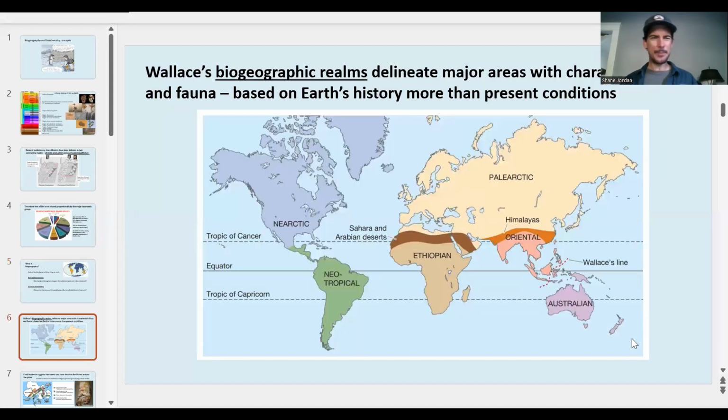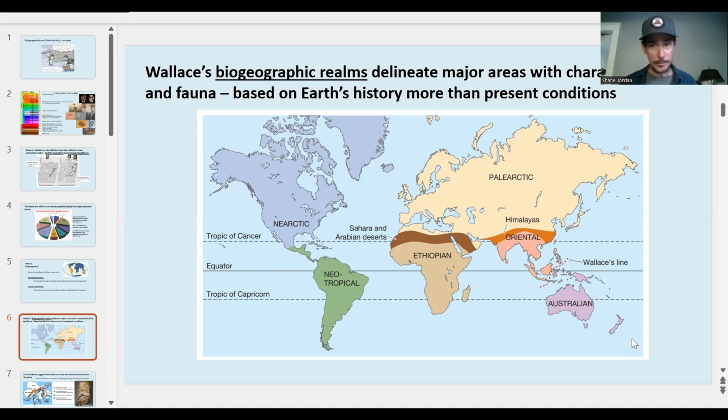And this idea about biogeography was first described by Alfred Russel Wallace, who was one of the earliest naturalists who had the chance to travel the globe and start to make observations about the distribution of different species or different taxonomic groups. And he started to realize that there were very specific patterns in the distribution of different living things. And this led him to describe what are known as Wallace's biogeographic realms. And these realms basically delineate major areas that have different characteristic flora and fauna.